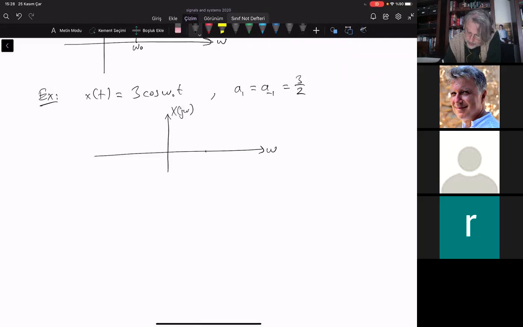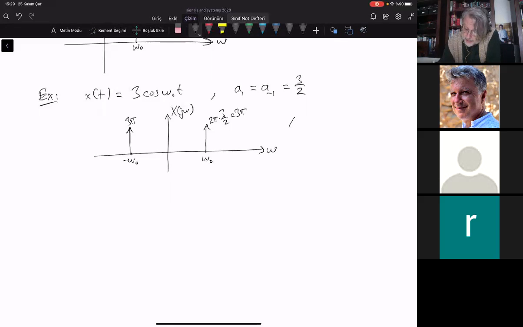Let's assume that omega 0 is here, therefore minus omega 0 is here. So I insert an impulse here, and the value of the impulse is 2 pi times 3 over 2, which is actually 3 pi. And the same here, which is also 3 pi. So this is the Fourier transform as a plot.